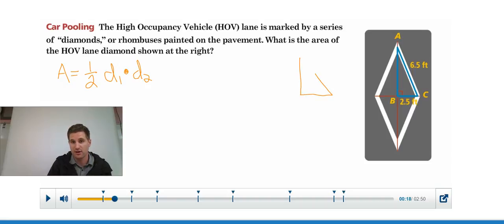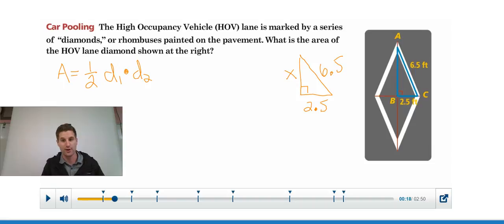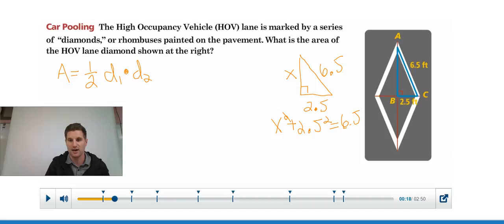So if we get our right triangle here, we get 2.5. We got 6.5. Could I find the other side here for my diagonal? And we could. And this is going to be x squared. Using Pythagorean's theorem, we can find the second leg, or the unknown leg, to help us out.